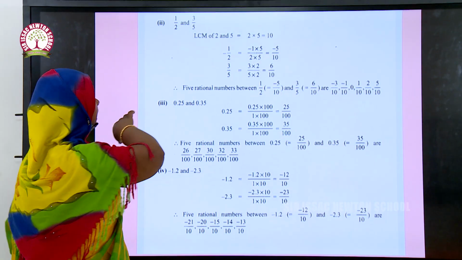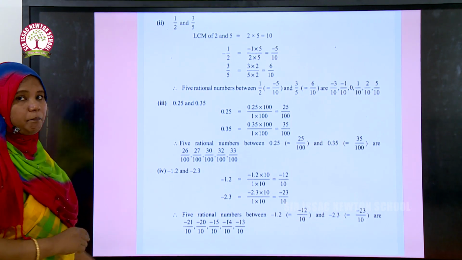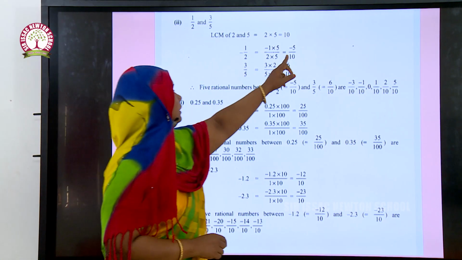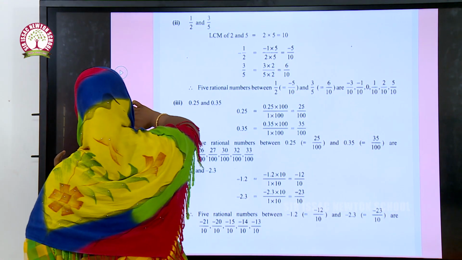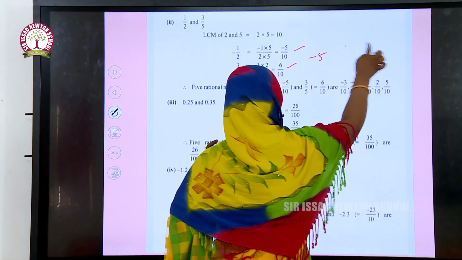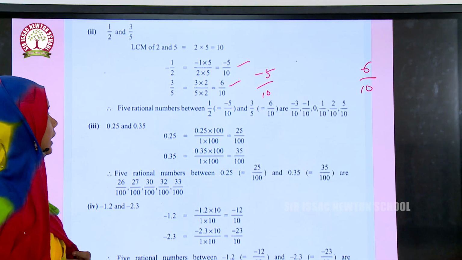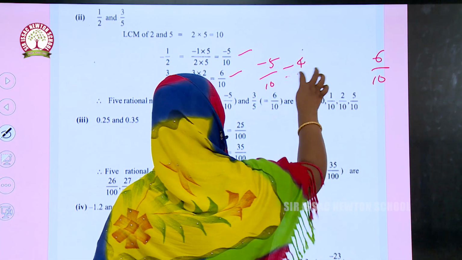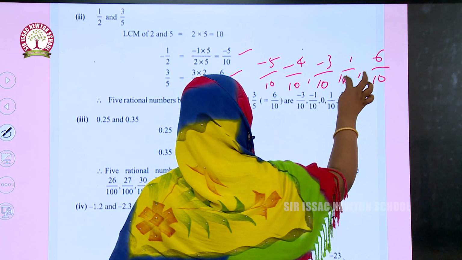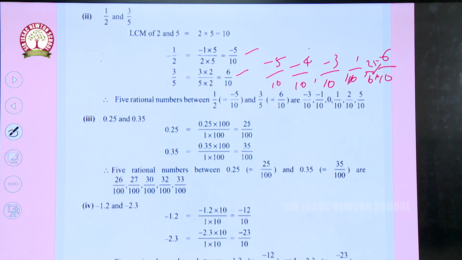These are all of the same model: 1 by 2 and 3 by 5, these are the two rational numbers. First make the denominator equal and then take the numerator values alone. Take the numerators 5 and 6. In between 5 and 6, we can write many numbers. Write any 5 values. I can write 4 by 10, 3 by 10, 1 by 10, 2 by 10, 5 by 10 and so on. Any 5 values we can write.